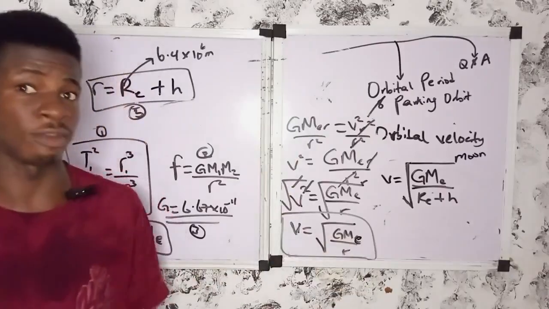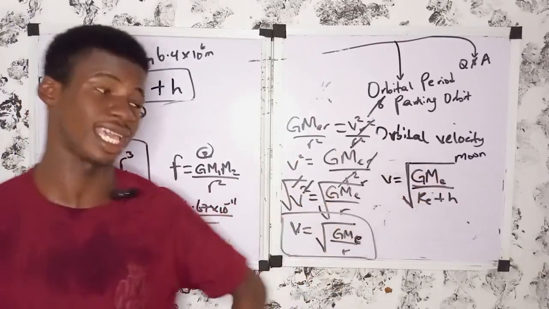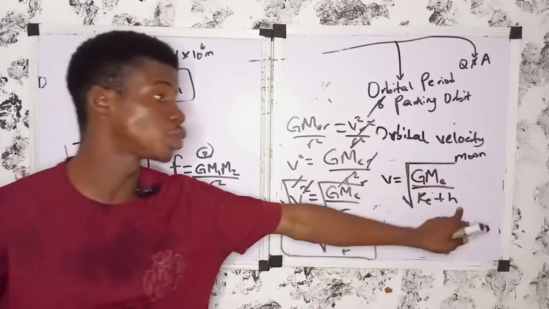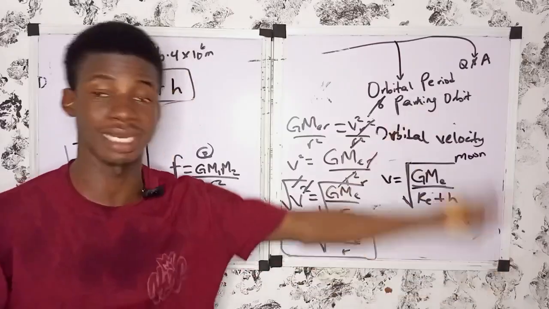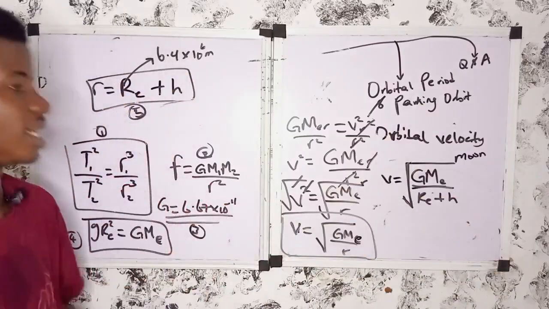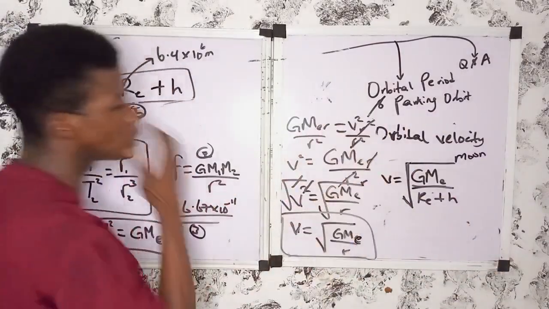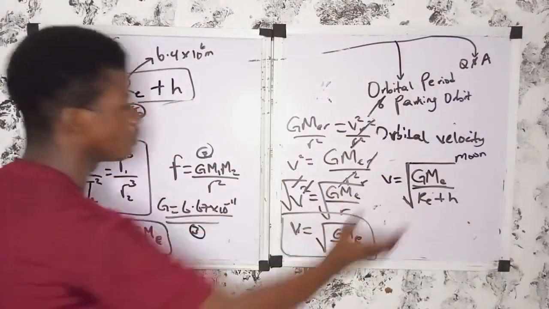The square root of the gravitational constant times the mass of the Earth divided by the radius of the Earth plus what? The altitude at which the satellite is placed. I don't know if you understand. Okay, yes. So this is orbital velocity. Please take note of this formula.